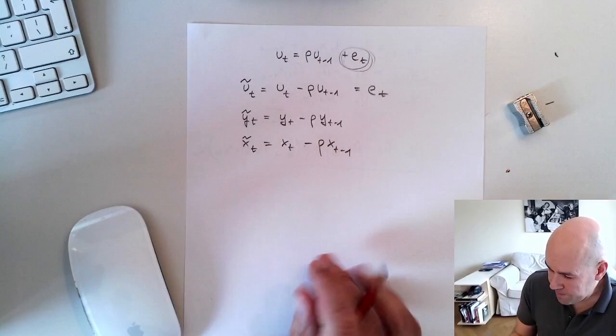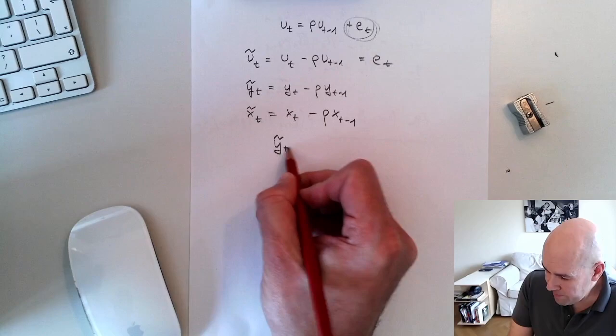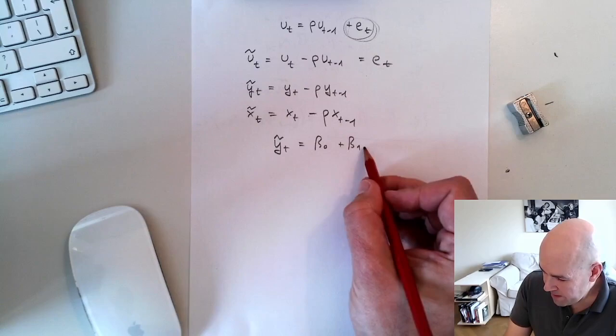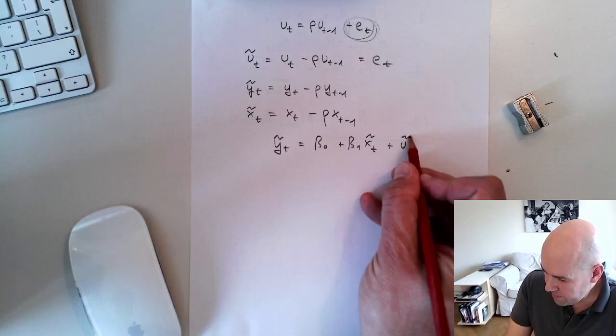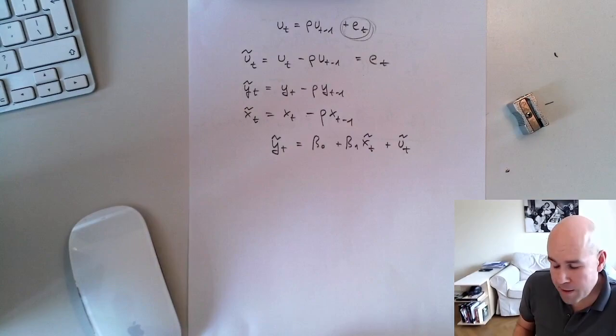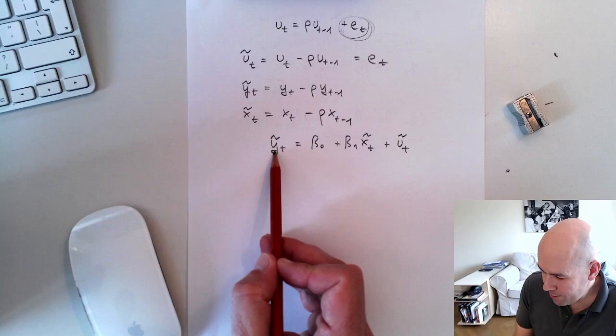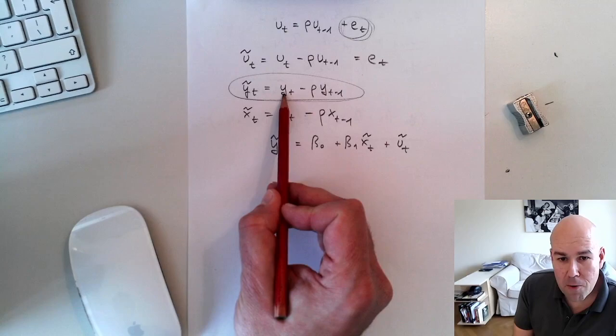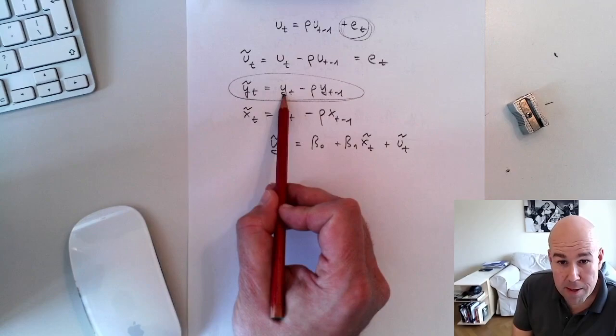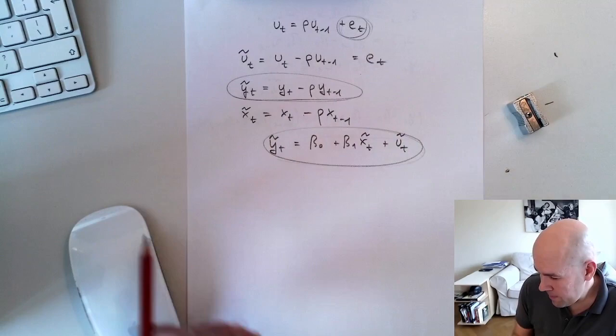And then we're going to estimate the model y tilde t is equal to beta naught plus beta 1 x tilde t plus u tilde t. How do we know that this is the right model? Well, we start from this equation here, and we plug in our functional form for y_t that is on top of the slide, beta naught plus beta 1 x_t plus u_t, and then we get to this one here.